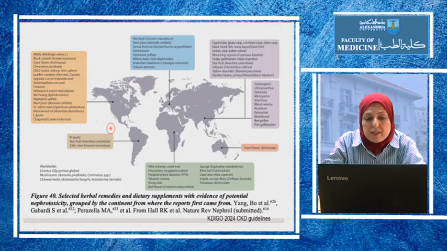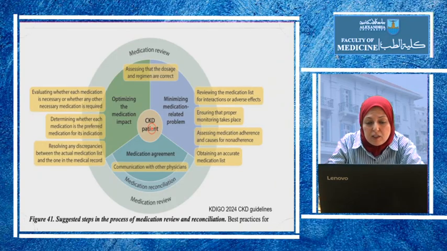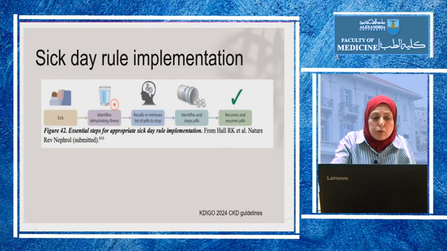We should also always review what herbals the patient is taking, and there are a lot of herbals worldwide that have been associated with nephrotoxicity. Overall, because many of the herbs the patients take from al-attar are not very well studied, and we do not know all the constituents in them, we should actually recommend against using any herbals in his medication. And we should always review the medications, try to minimize them, optimize the medication impact, and try to avoid nephrotoxic drugs.